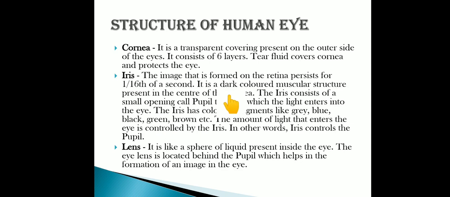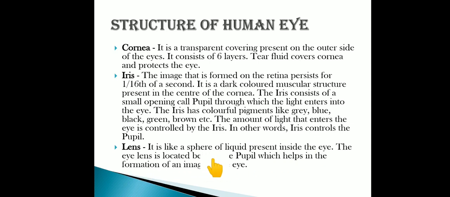Iris: the image which is formed on the retina persists for 1/16th of a second. The iris is a dark-colored muscular structure present in the center of the cornea. It consists of a small opening called the pupil, through which light enters the eye. The iris has colorful pigments like gray, blue, black, green, brown, etc. The amount of light that enters the eye is controlled by the iris. In other words, the iris controls the pupil.